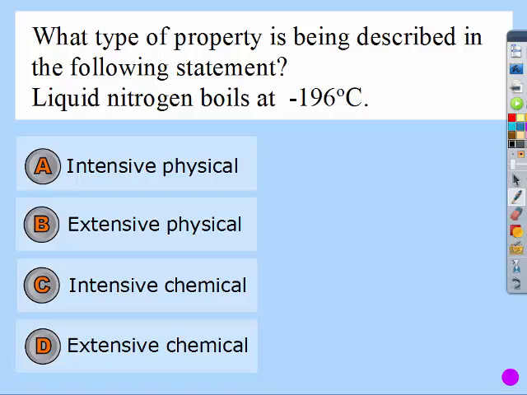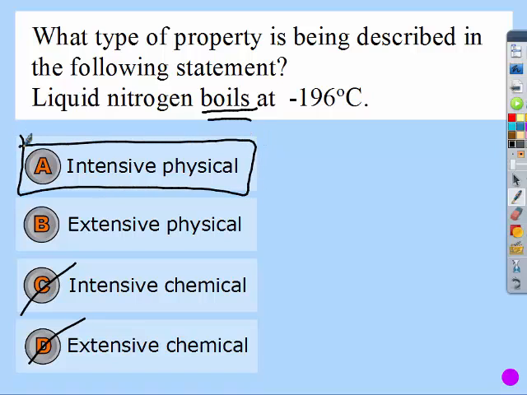I'm going to pause the video and try this one on your own. It's talking about boiling, so that's physical. Also, there's no intensive or extensive chemical. Chemical is always intensive, so we don't have that intensive in front. So C and D were wrong for that aspect as well. Boiling point does help us identify it. So intensive physical.